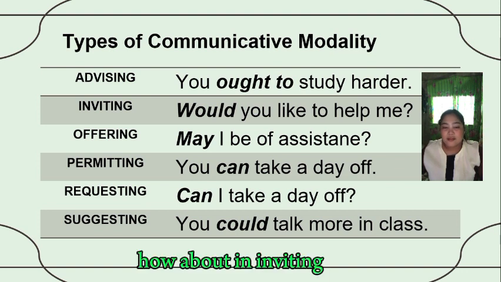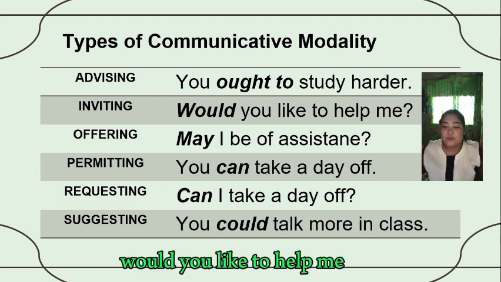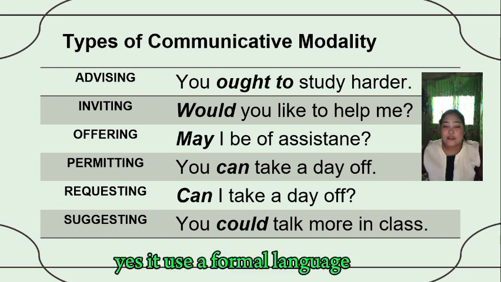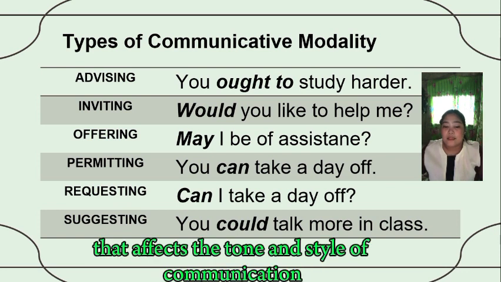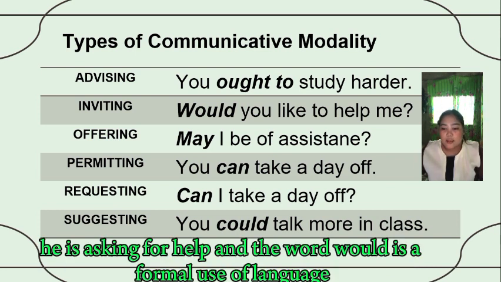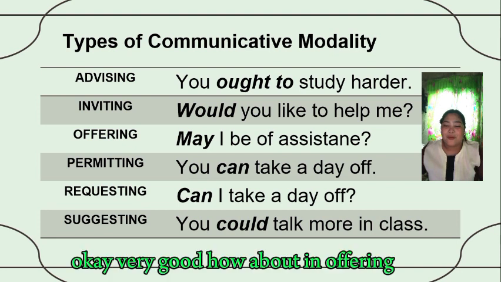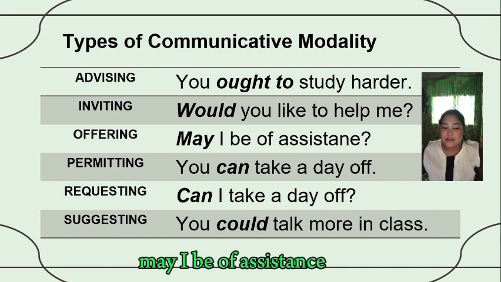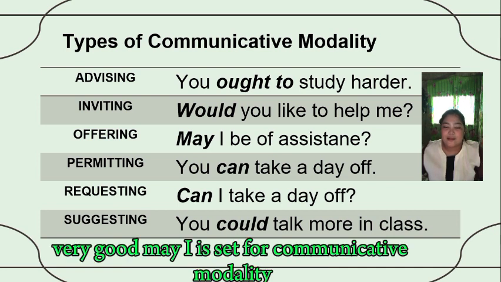How about inviting? Would you like to help me? Yes, it uses a formal language that affects the tone and style of communication. In this sentence, would you like to help me? He is asking for help, and the word would is a formal use of language. Okay, very good. How about in offering? May I be of assistance? Very good. May I is a verb in this communicative modality.